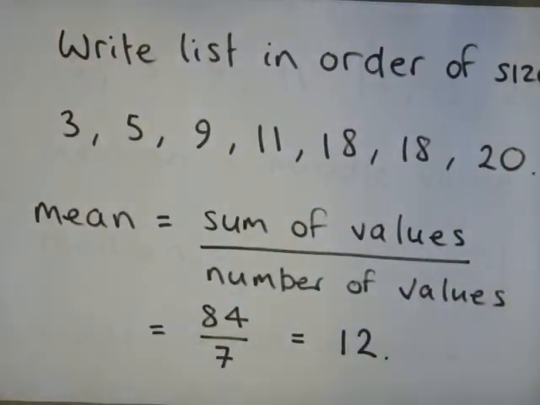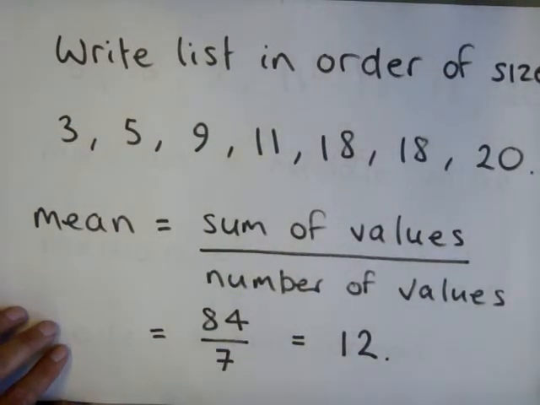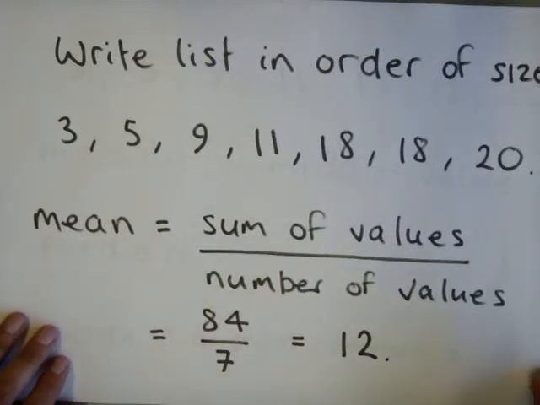First thing we have to do is write our list in order of size, smallest to biggest. So I've rewritten that: 3, 5, 9, 11, 18, 18 and 20.